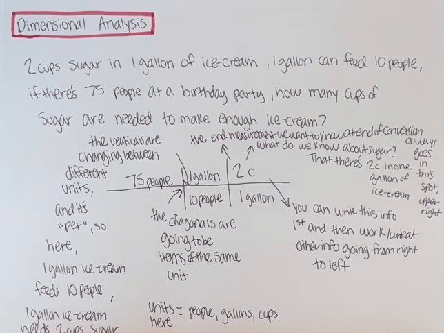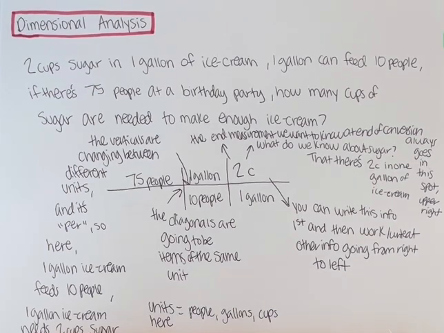Let's say that you need 2 cups of sugar in order to make 1 gallon of ice cream, and 1 gallon of ice cream can feed 10 people. So if there's 75 people at a birthday party, we want to know how many cups of sugar would be needed to make enough ice cream for everybody at the party. And so let's actually start with the upper right corner here.